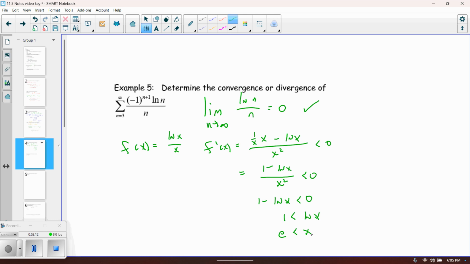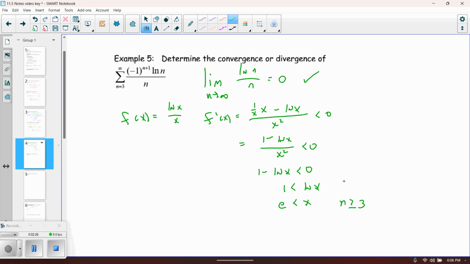And since n starts at 3 in our case of our sum up here, as long as n is greater than or equal to 3, perfectly fine. N is greater than or equal to 3. So this is going to work. The second part of the criteria is met. Therefore, this is a convergent series. All right.